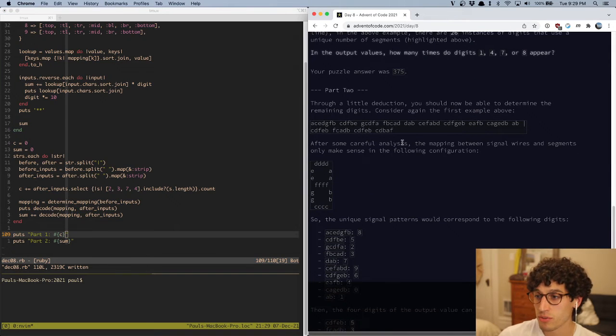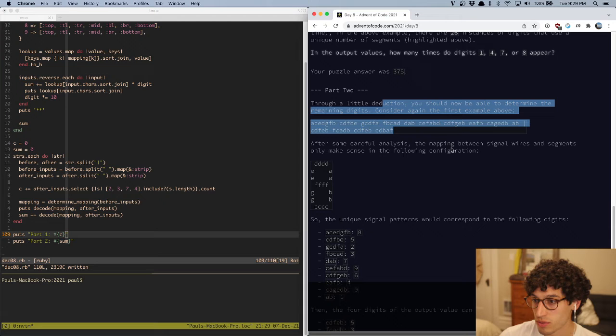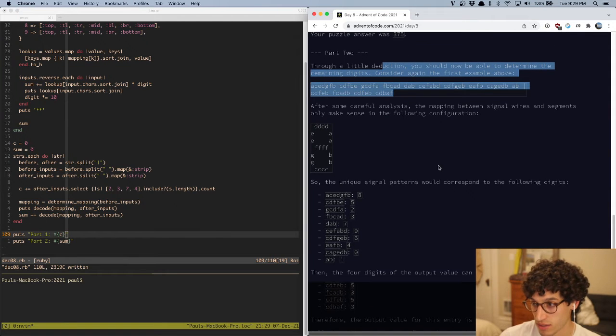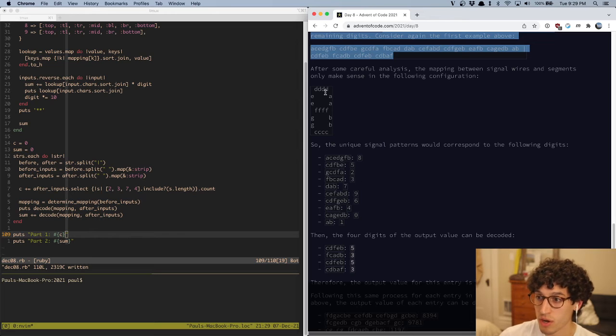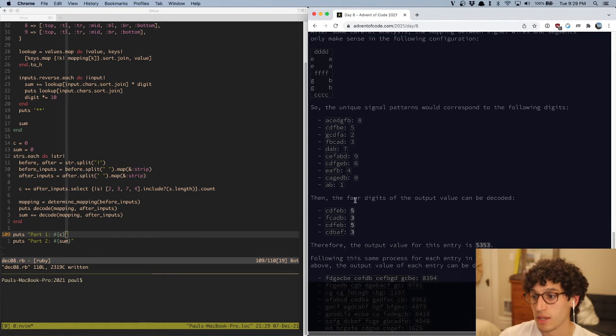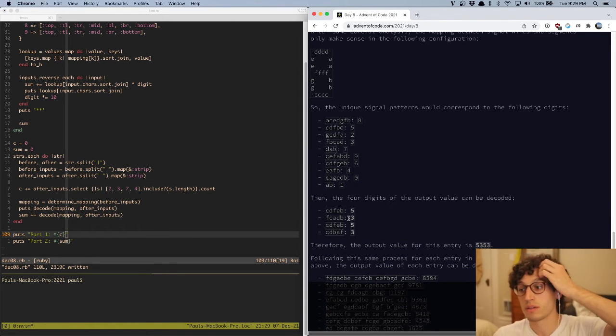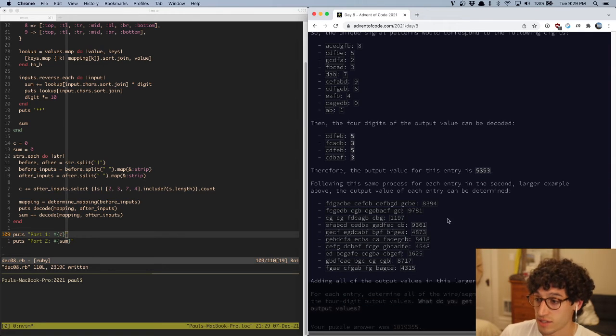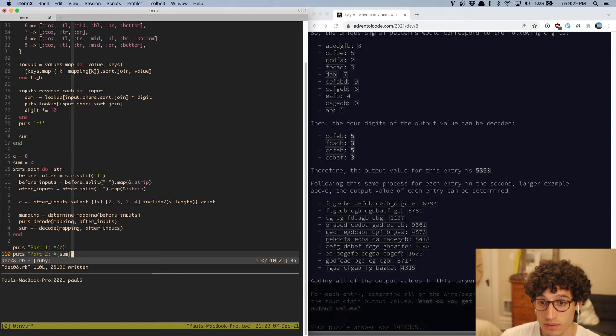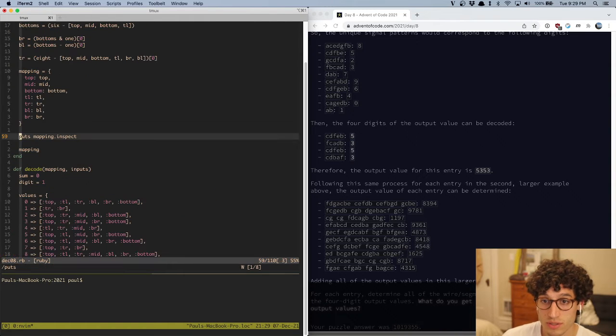But then for part 2, we need to deduce which wires are which things. And that's a little tricky. And then once we know which wires correspond to which things, then we need to look at our 4 output values, figure out which numbers those correspond to, and then read that off as a number, and then take the sum of all of our output values. So, puts.